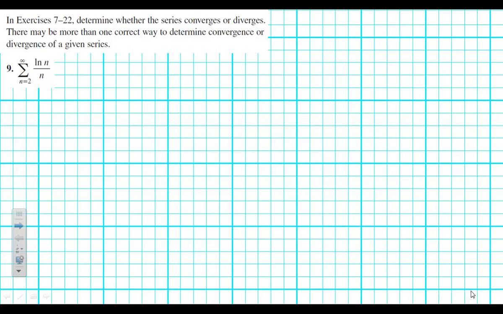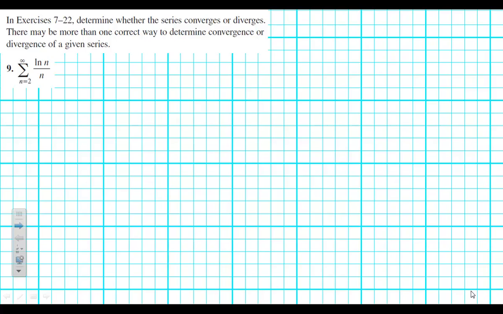Right, so here's problem number 9 from 9.5. We're asked to find out whether this is convergent or divergent, and we're not told which test to use. What test would you like to use? You could do the integral test? That's what they suggest, and I think it's a good suggestion.